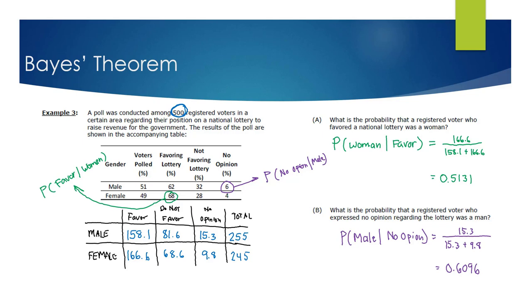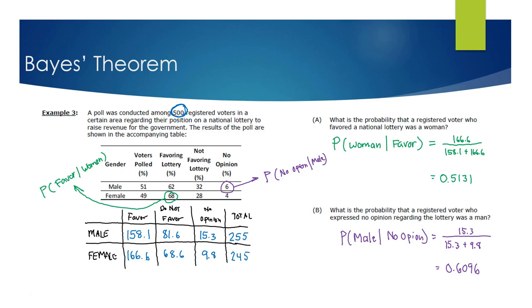So you have to be kind of careful with this. I'd only be looking at the data from the no opinion column in my table. There are 15.3 males in that group out of 15.3 plus 9.8, the total in that group of no opinion people. And so I would have 0.6096 be that probability, as compared to the 6% that I had if I stated the probability of someone having no opinion given that they were a male.